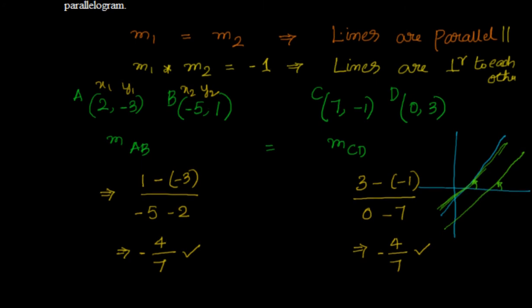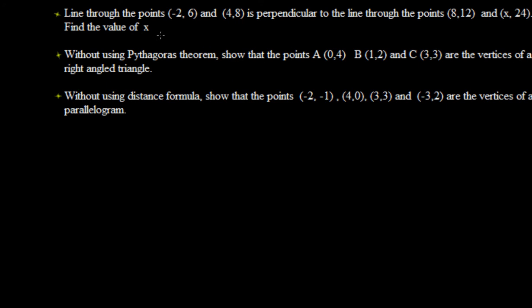So let's go to the next problem. The line through the points minus 2 comma 6 and 4 comma 8 is perpendicular to the line through the points 8 comma 12 and x comma 24. Find the value of x. So we can find out the slope of this line segment which is passing through minus 2 comma 6 and 4 comma 8, and also I know that if I am able to find out that slope, the product of the slope of this line segment and the other line segment should be negative 1.